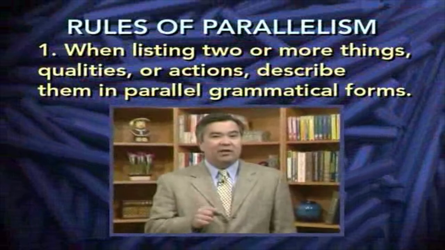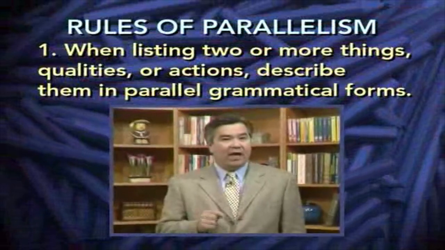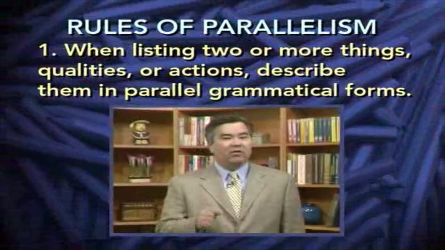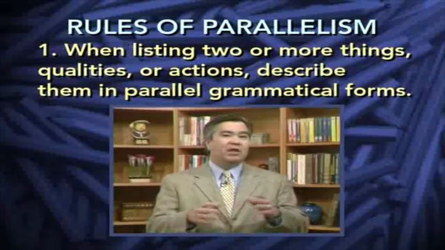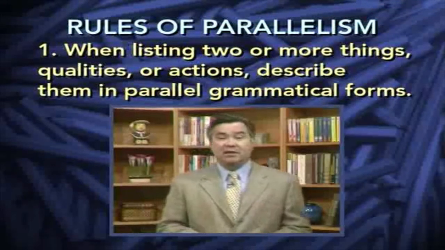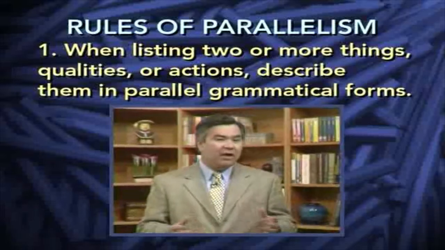Here's our first specific rule that will help you apply the principle of parallelism. When listing two or more things, qualities, or actions, describe them in parallel grammatical forms. One of the most common types of sentences that requires parallelism is one that contains a list. Very often when we're writing English, we have a need to list 3, 4, or 5 things in a particular sentence. And since all these items are on the same list, that means that they naturally have similar meanings. Since they have similar meanings and are being listed together, they should be written in grammatically similar forms.